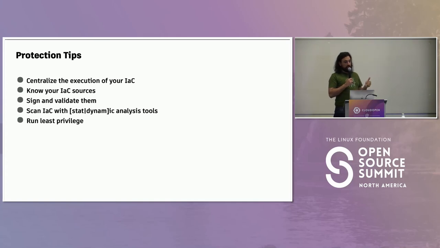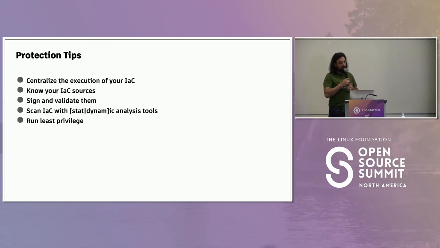Second, know your IaC sources, right? Limit them in whatever way that you can, even if you have to put in egress firewall rules to stop people from pulling from the open internet. And third, sign and validate your sources using tools like Cosign. It's a way to make sure that nothing's been tampered with throughout your build process. It's the same thing with other software supply chain security. The same rules apply here.